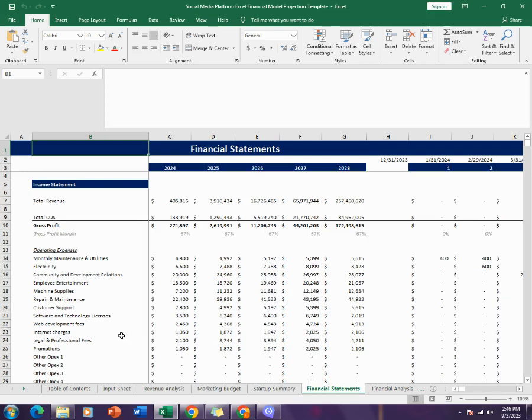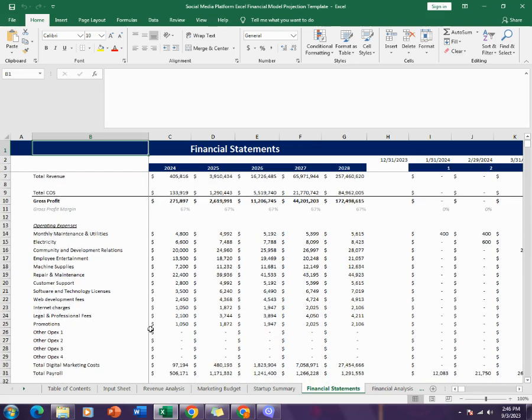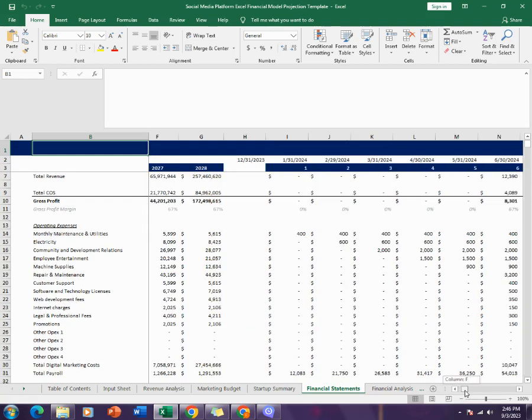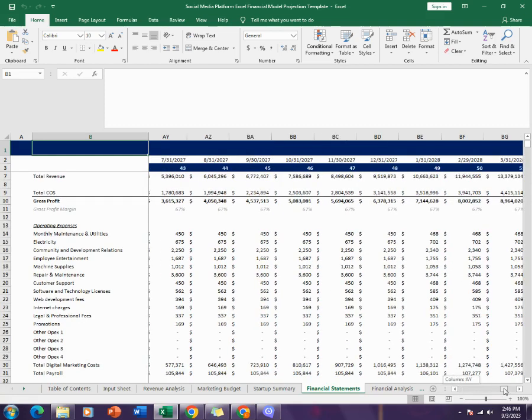Then comes the financial statements. The financial statements, first of all, include the income statement, which tells you the net income of the company in 5 years, on a yearly and monthly basis. As you can see over here, it goes on a monthly basis towards 60 months.